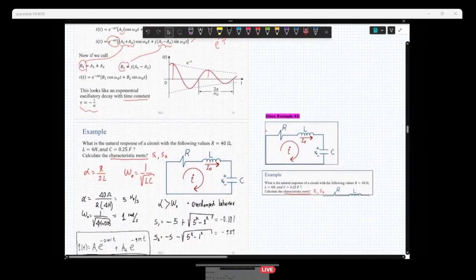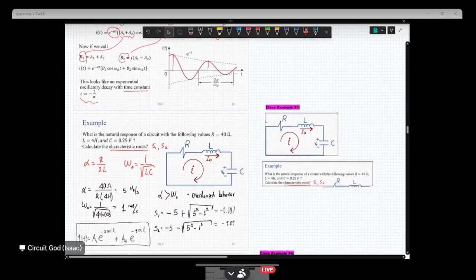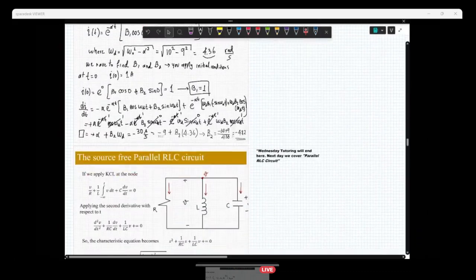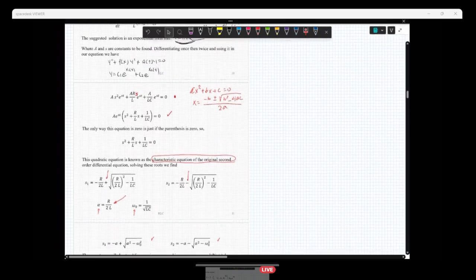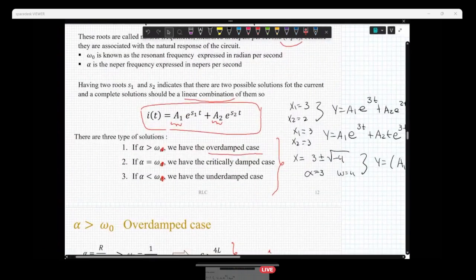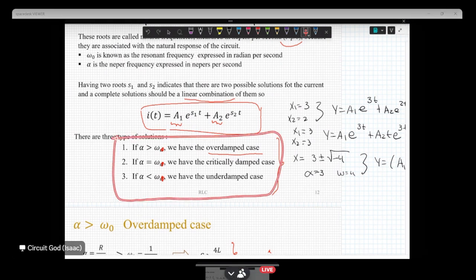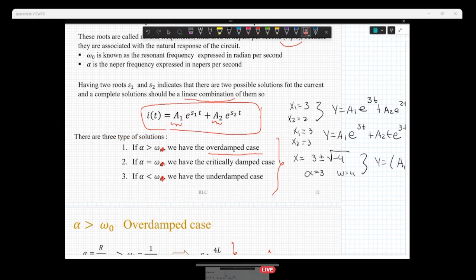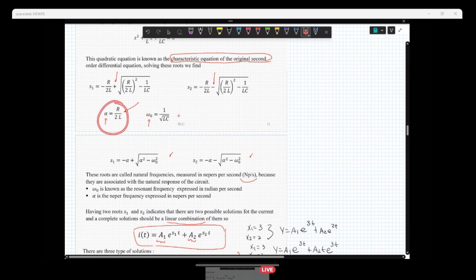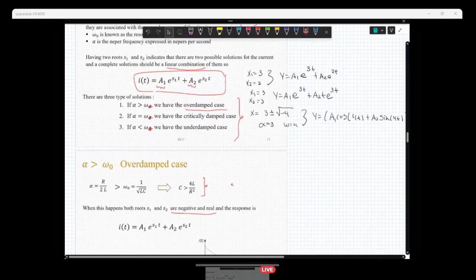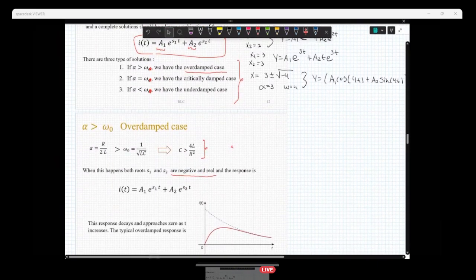And one more thing. No, that's it. I think I just flew by. So I'm going to go back, and then I'm going to make you guys write down the stuff you need to write. So you have 3 cases. This is important. These are the 3 cases you have. Your alpha and your omega are calculated via this here and here. Depending on which one is bigger, for example, if alpha is bigger than omega, you get the overdamped case, which is this formula here.